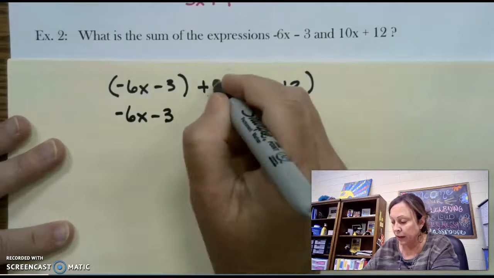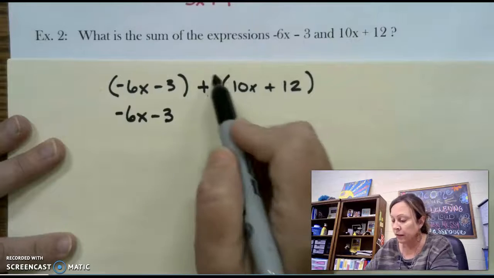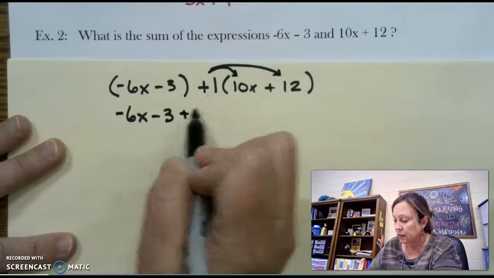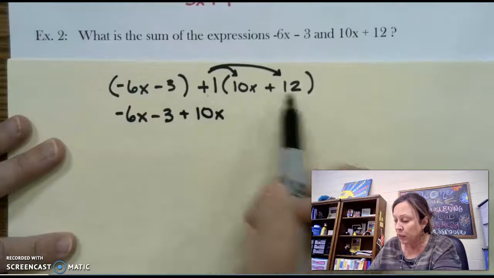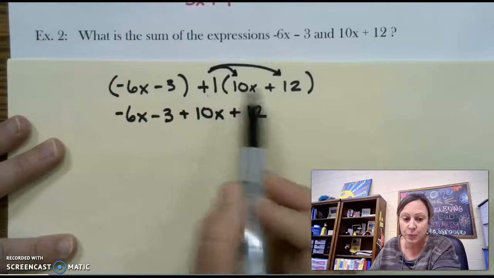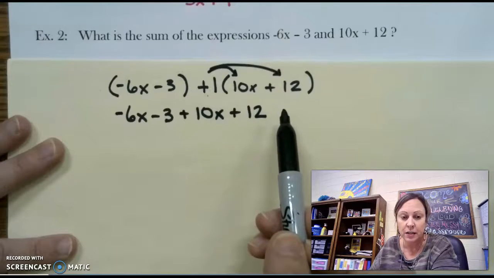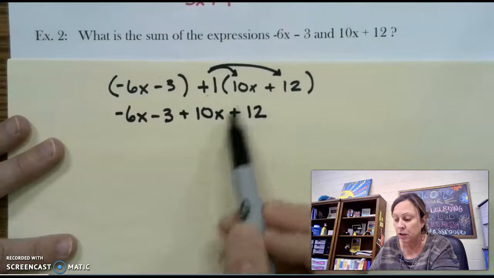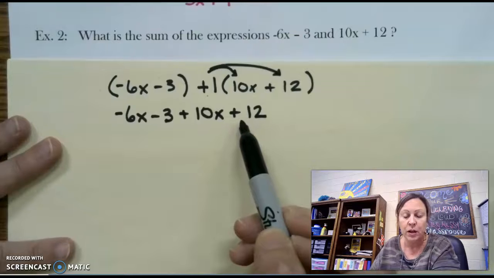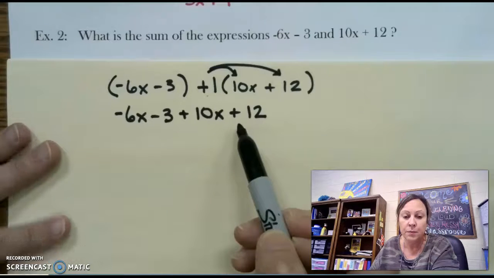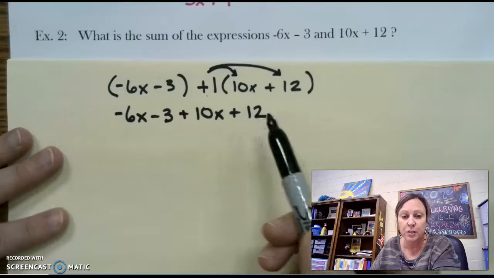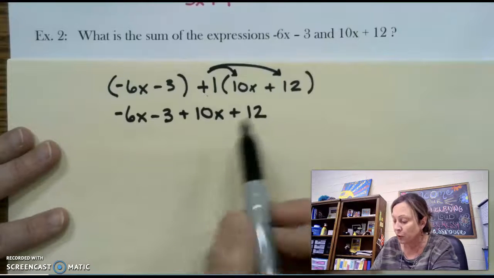With my second term, I can again think of this as a positive 1 that's being distributed to get rid of those parentheses. So I have a positive 1 times 10x is positive 10x, and positive 1 times positive 12 is positive 12. So you can see that when I'm adding expressions, nothing changed in this second term. I had positive 10x to start with, I still have positive 10x. I have a positive 12, I still have a positive 12. This is going to be an important distinguishing factor between adding expressions and subtracting expressions when we get to that in just a minute. So, important fact to note.